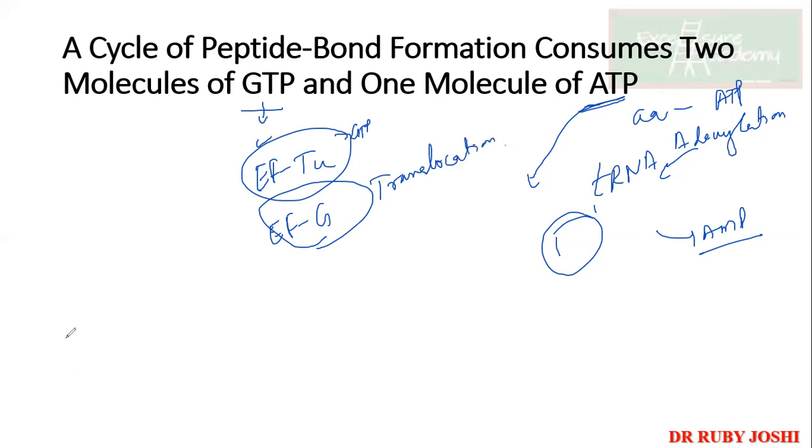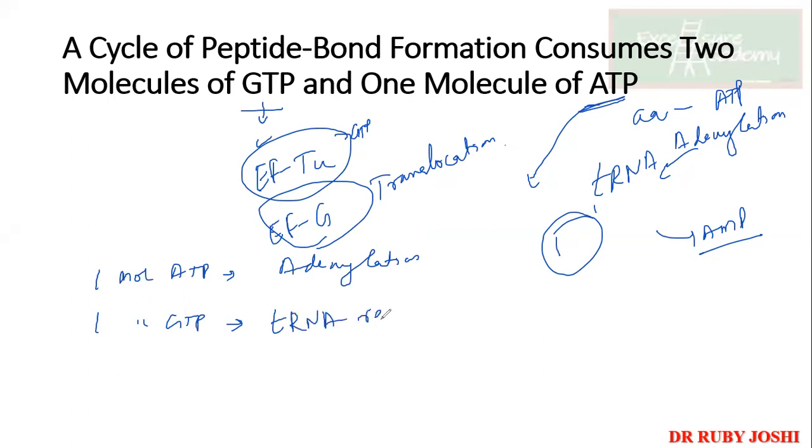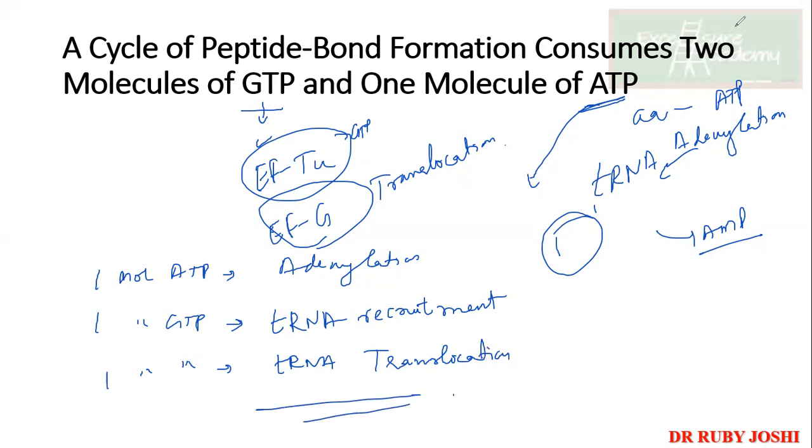So in short, what you can say is that one molecule of ATP is used for adenylation. Then one molecule of GTP, handwriting anyways, I hope you can understand, is used for tRNA recruitment. Correct? Then one molecule of GTP is for your tRNA translocation. Okay, correct, good attempt.